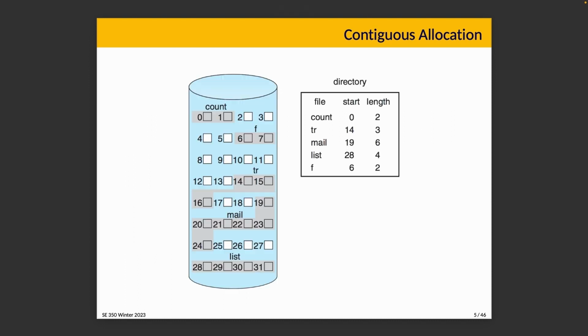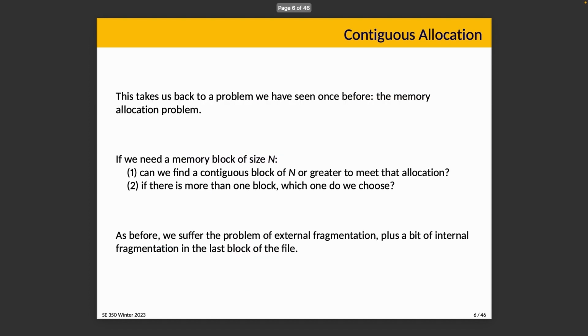So contiguous allocation on the comically small disk here that has 32 little squares looks like this. If the file is called count, it starts at 0, it has length 2. The file f starts at 6, it has length 2. tr starts at 14, it has length 3, and so on. Okay, so super easy, but there are some questions that can easily arise.